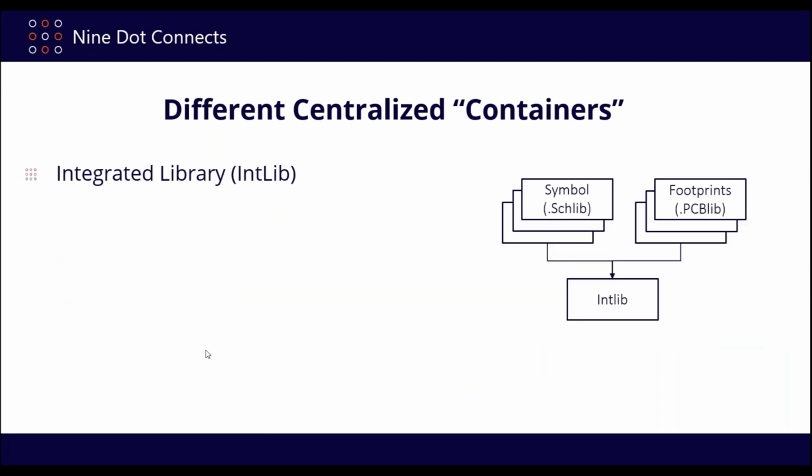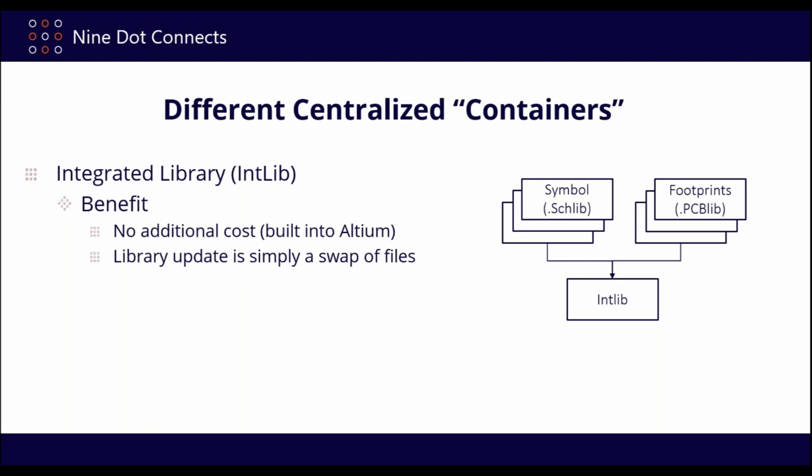Okay, let's start off with integrated libraries, because I think these are somewhat underrated in the sense that they can definitely provide a service to a group of engineers. So let's take a look at their benefits. Number one, there's just no additional cost to them. They're already built into Altium, so you don't have to pay for any service. You don't have to pay for anybody to help you install it or maintain it, or for subscriptions. It's just built into Altium. And the library update is simply a swap of files.